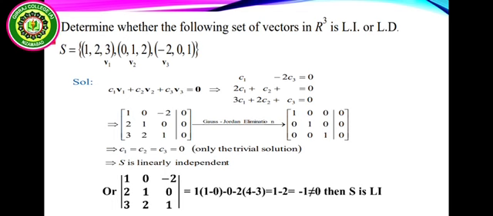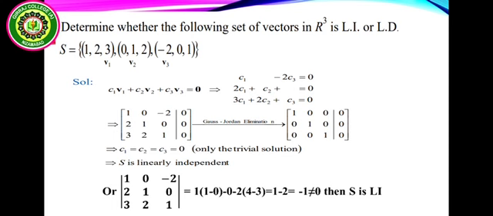Here is the problem: determine whether the following set of vectors in R3 is linear independent or linear dependent. Here we know in the determinant form, if det S is not equal to 0, then S is linear independent. Or by the other definition, we find the solutions. First we write the given vectors in linear combination form and equate it to 0 bar: C1 V1 plus C2 V2 plus C3 V3 equal to 0 bar. We write the V1, V2, V3 values here.